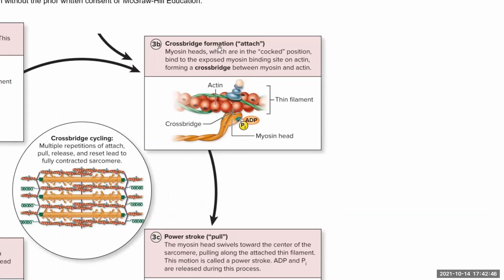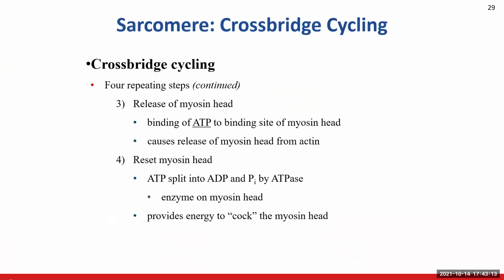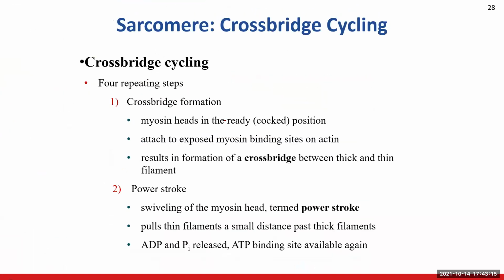All right, so this is our cross bridge formation. This is where they attach. So we're in the cocked position. We've just exposed the myosin binding sites on the actin. So the myosin head will extend and contact that binding site, creating a connection here. And we call that the cross bridge. That's where they attach. That's the cross bridge. All right, so that's step 1.